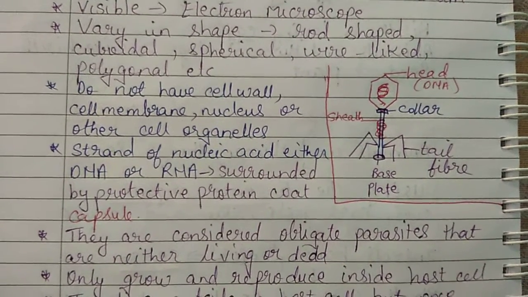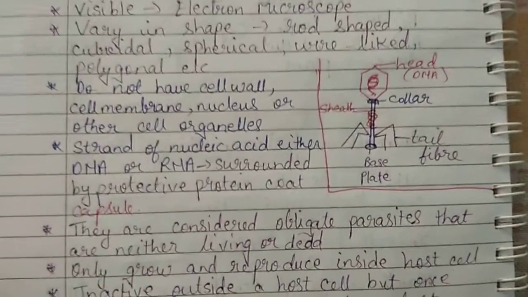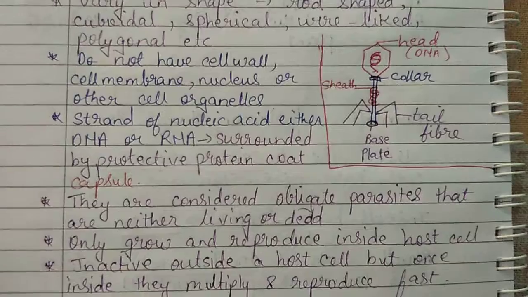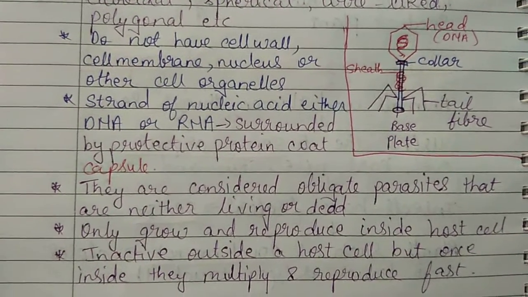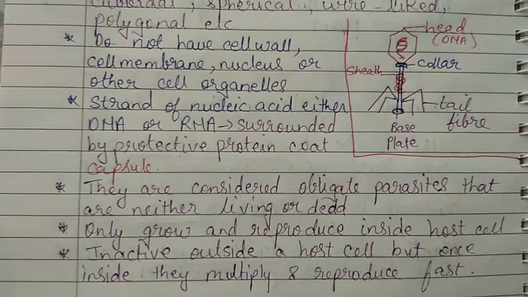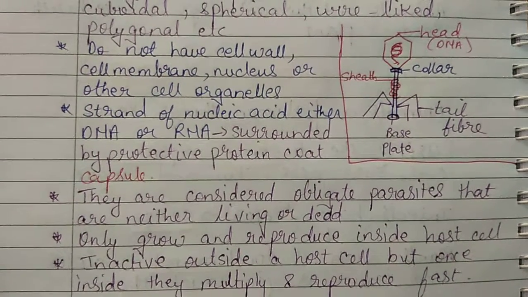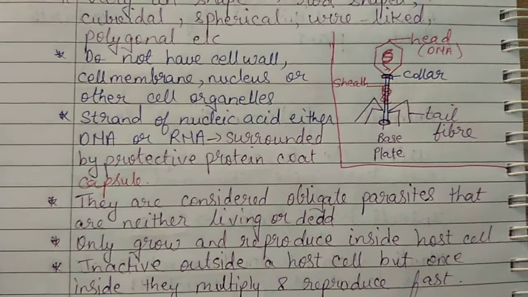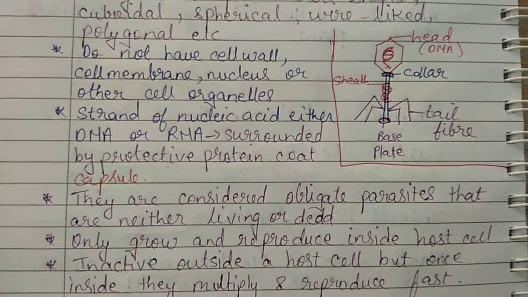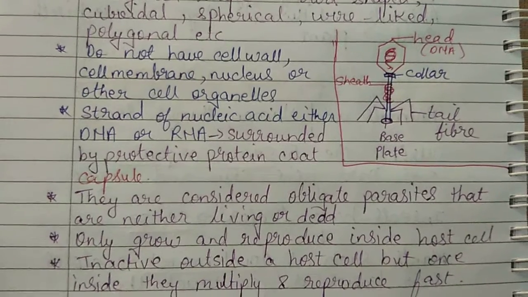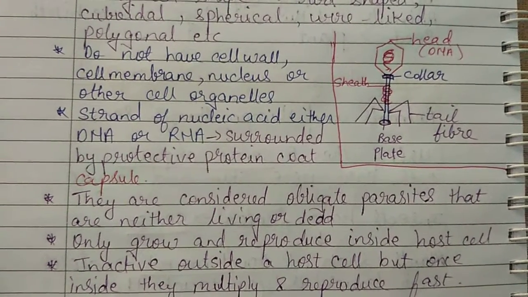Why? Because when they are outside, they are inactive, but once they find a host and get inside the host, they multiply and reproduce, and they multiply and reproduce very fast. So they are obligate parasites. They depend on the host. Once they get their host, they grow and reproduce inside it. Outside, they are inactive. Therefore they are considered neither living nor dead.